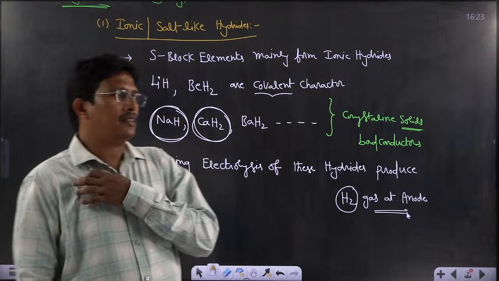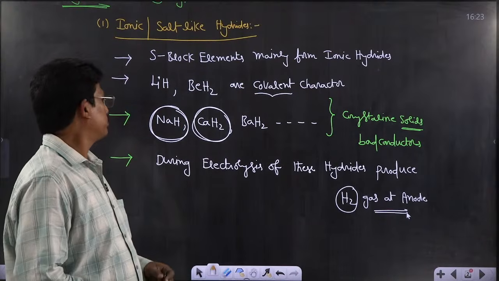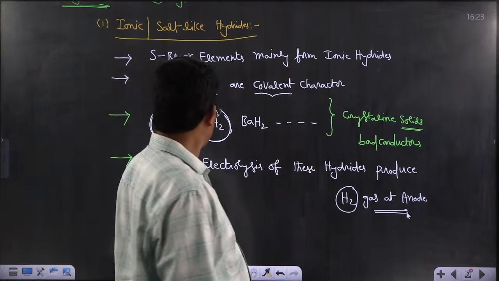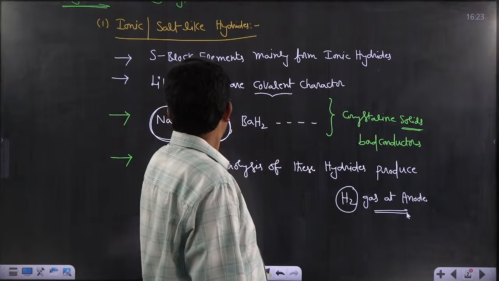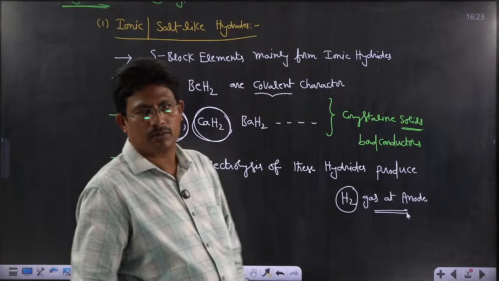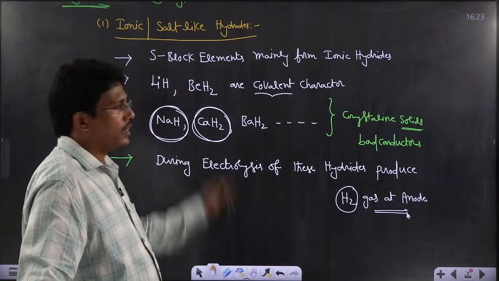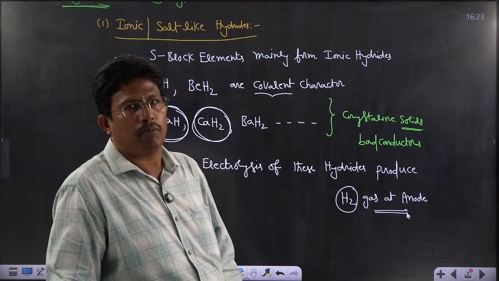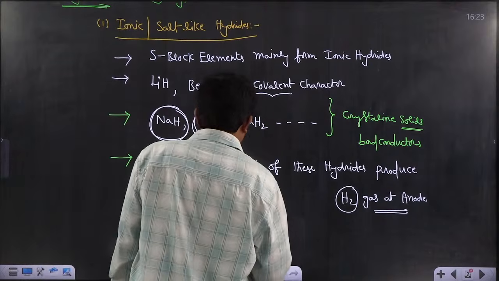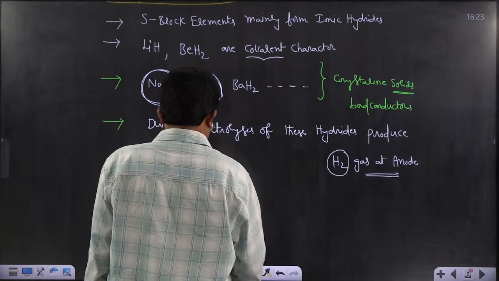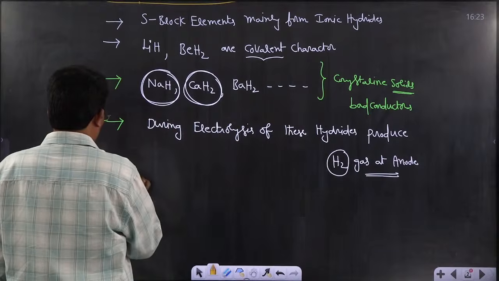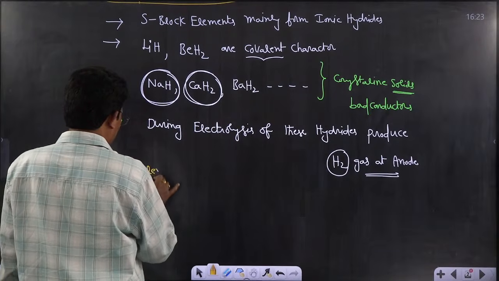Here ionic hydrides are formed by S block elements. They exist as crystalline solids and bad conductors. Among them, lithium and beryllium hydrides have significant covalent character. Beryllium hydride can also exist in polymeric form. Okay. What about remaining elements, covalent hydrides. Next type.